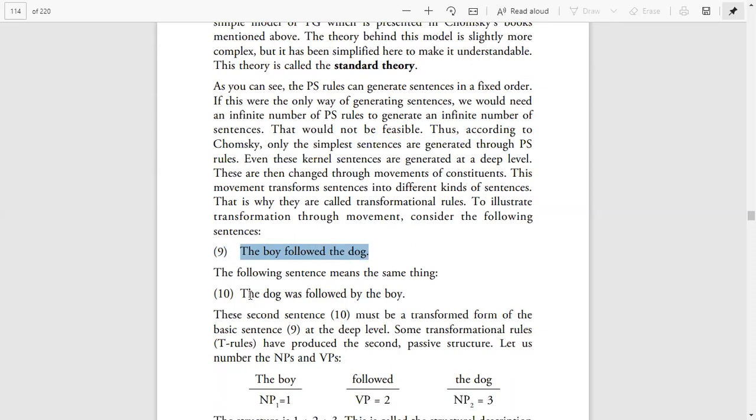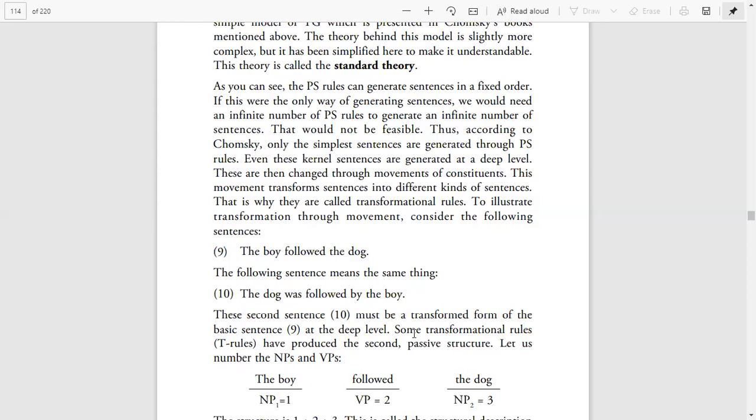Then we apply the T rules, the transformation rules here, and we get a new sentence with the same meaning, of course, but with different words. We added was and by in the sentence here. This second sentence 10 must be a transformed form of the base sentence 9 at the deep level. So of course this sentence number 10 is a transformed form of the basic sentence 9 at the deep level. Some transformation rules, T rules, have produced a passive structure.